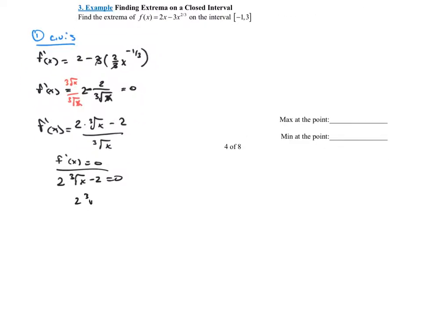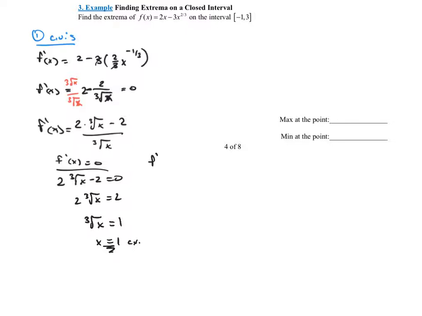I would have 2 times the cube root of x equals 2. Divide both sides by 2. I would have the cube root of x equals, well, 2 divided by 2 would be 1. To get rid of the cube root, you cube both sides, and I'd end up with x equals 1. So this would be a critical value right here.